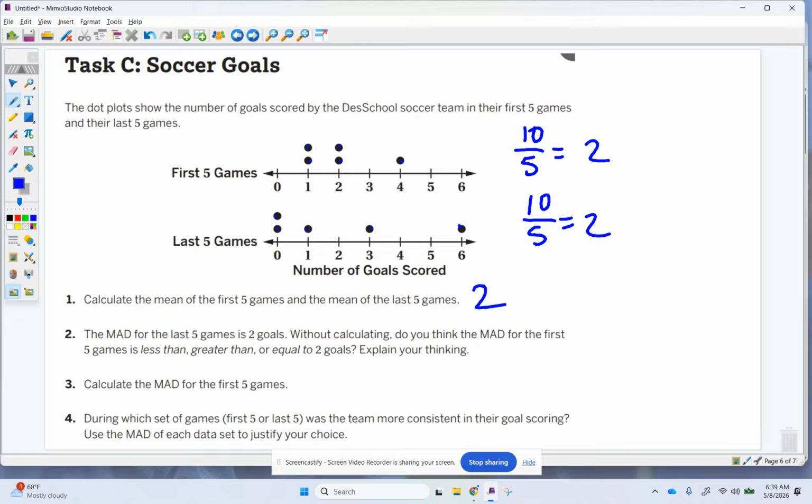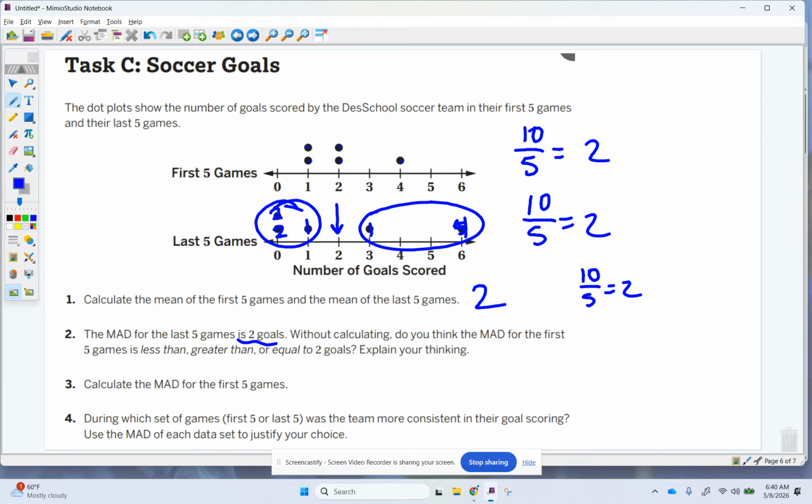And then it says the MAD for the last 5 games is 2 goals. I'm going to double check that because if here's the mean, remember MAD is how far is it? So this one's 2 away, this one's 2 away, this one's 1 away, this one's 1 away, and this one's 4 away. If I add up all these, I get 5. Add up these, I get 5. That's 10 total. And sure enough, 10 divided by 5 is 2.